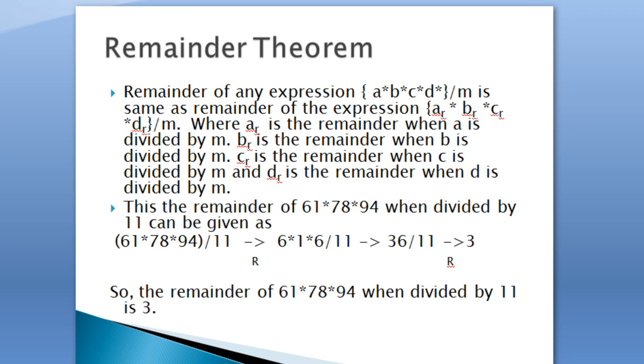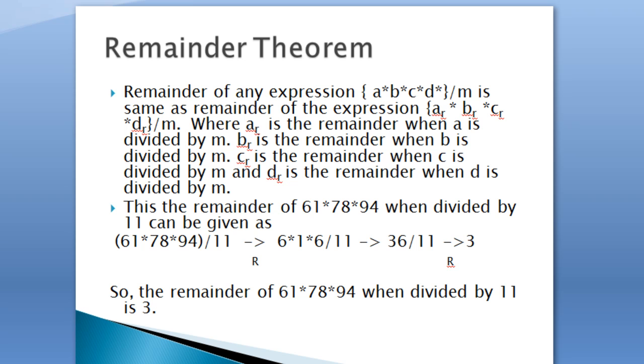Now, whatever number you see on the numerator, it is very easy to handle. 6 times 1 times 6 is 36. 36 upon 11. Again, you divide 36 by 11 and you can easily figure out the remainder. Here in this case we get a remainder of 3. So the remainder of 61 times 78 times 94 when divided by 11 is 3. You can also check by multiplying these three numbers and dividing by 11. You will find that the remainder comes out to be 3.